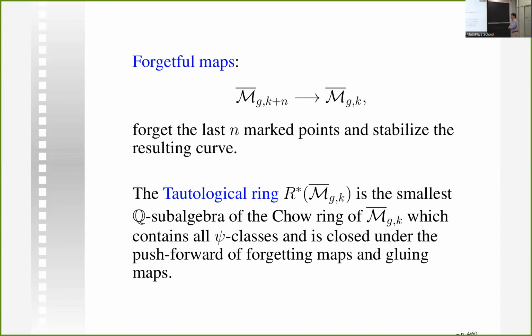There are also forgetful maps, so that you can forget a certain number of marked points on this moduli space, and you stabilize the resulting curve. So the tautological ring of this moduli space of curves is the smallest rational subalgebra of the cohomology of this moduli space, which contains psi classes and is also closed under the pushforward of forgetful maps and gluing maps. So that's a quick way to define what the tautological ring is.